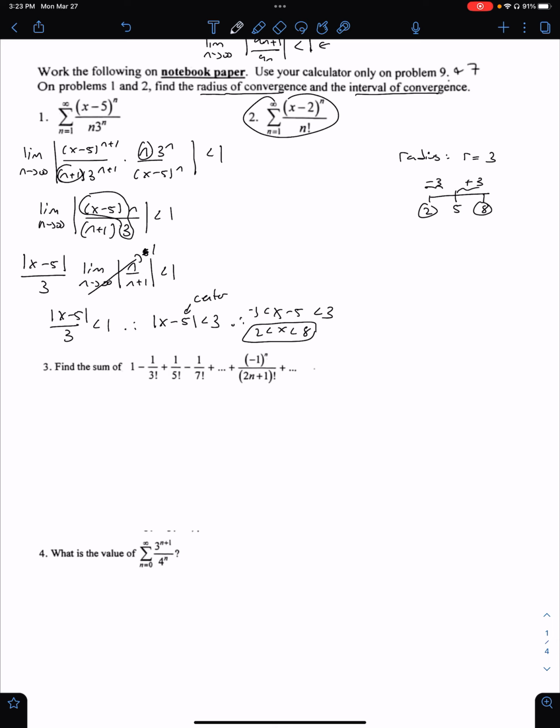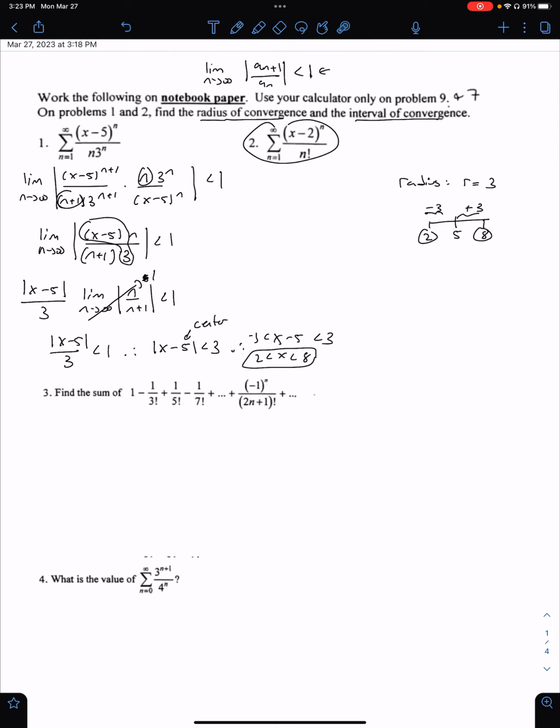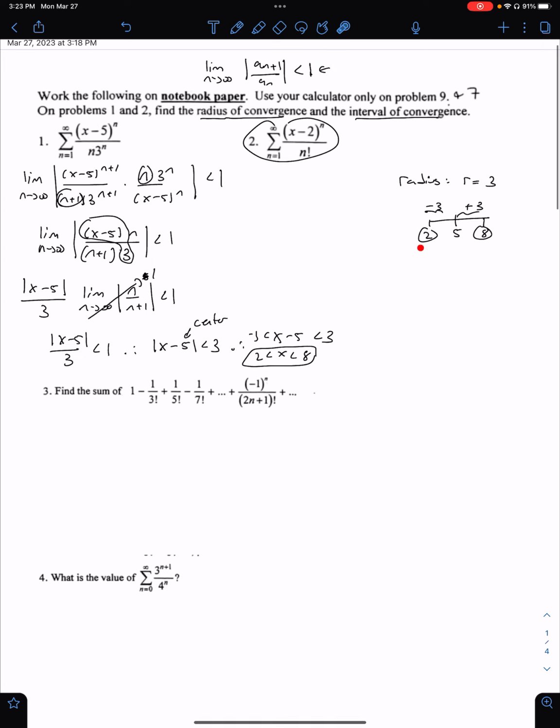Now, the only problem is, remember, the ratio test guarantees convergence if less than 1. But what if it was equal to 1? So now we have to check our endpoints, and this is the hard part. So we're going to check our endpoints right now. The first endpoint is 2, and we're going to plug it into our series.